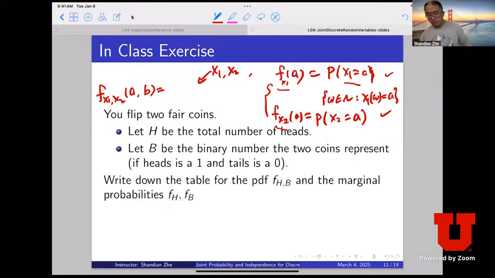If we write it down, it is the probability that x1 takes A and x2 takes B. Two events, you take the intersection, meaning both A and B happen. So that's the definition. Just keep it in mind because this is really fundamental and important, and you should expect to know it by default.